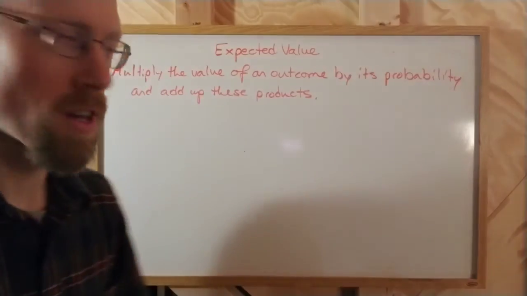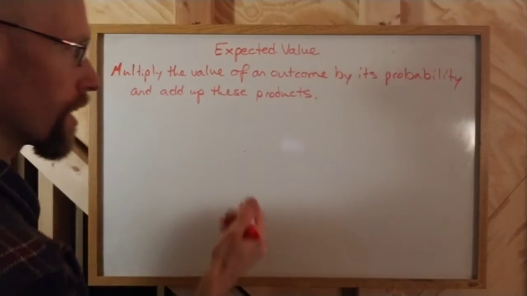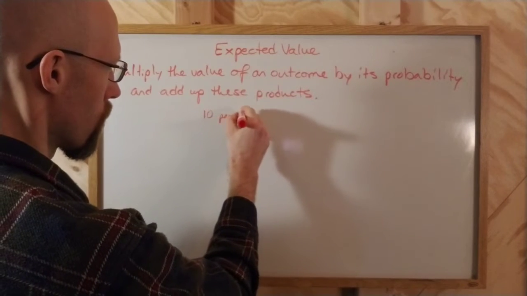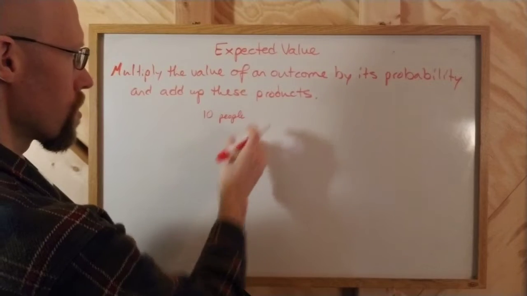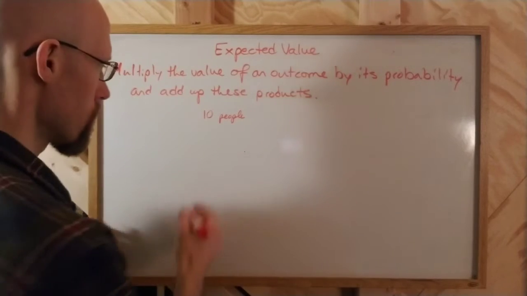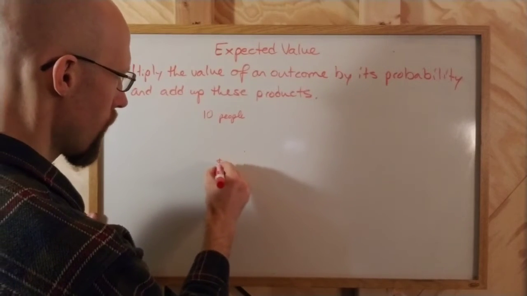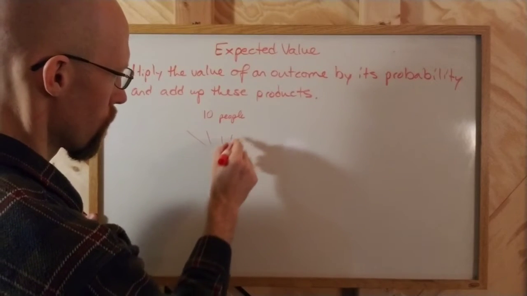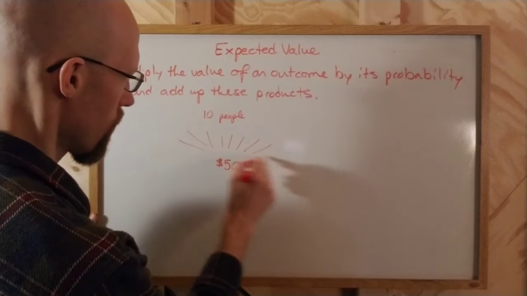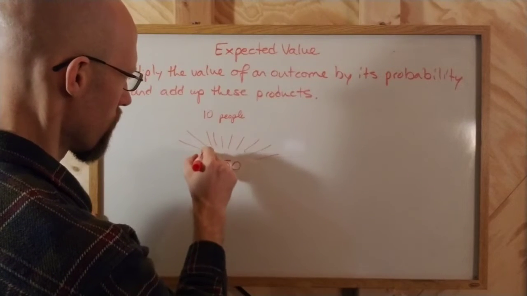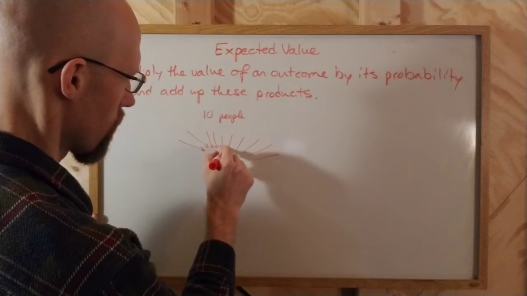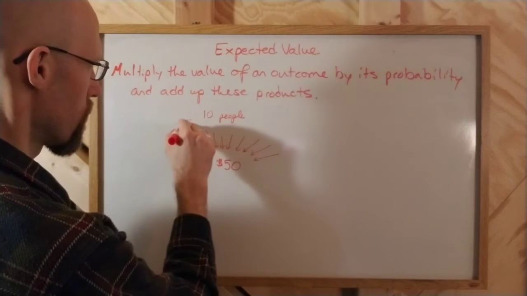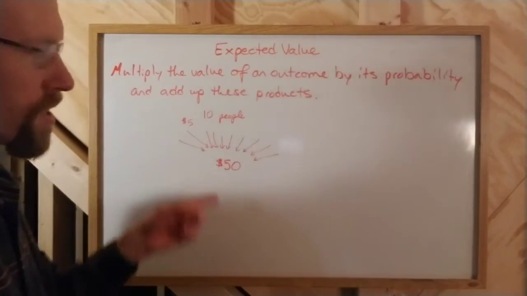So let's give the scenario here. I'll make it a little bit more formal. Let's say you had 10 friends or 10 people, and each gives $5 to the pot, right? So there's $50 in this pot. So 10 people, 1, 2, 3, 4, 5, 6, 7, 8, 9, 10, all giving $5, right, $5 each into this pot of 50.